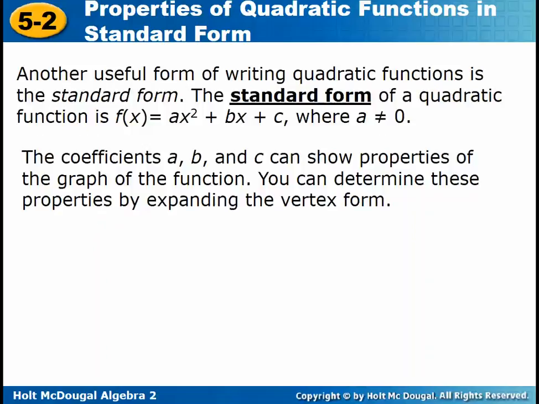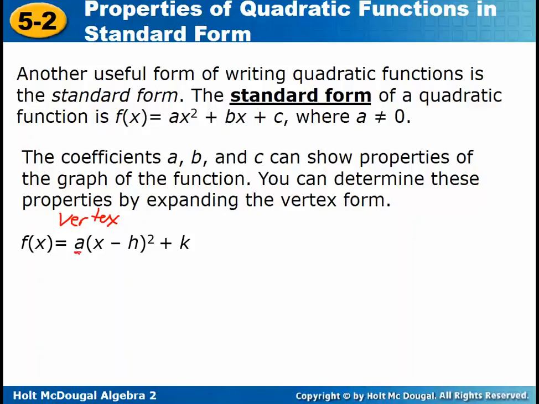All right, another useful way that we can write quadratic equations is called standard form. Standard form is when you have a, which is some real number, times x squared plus b times x plus c. And a can't be 0 because then you just have a linear equation. When you look at what the coefficients a, b, and c are, you can determine properties of your quadratic. So here's our vertex form here.